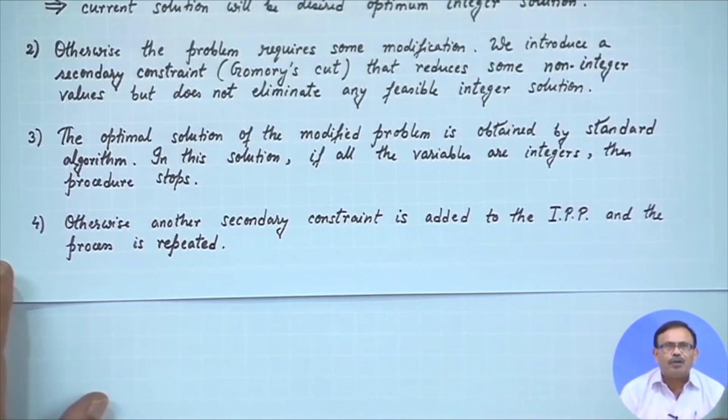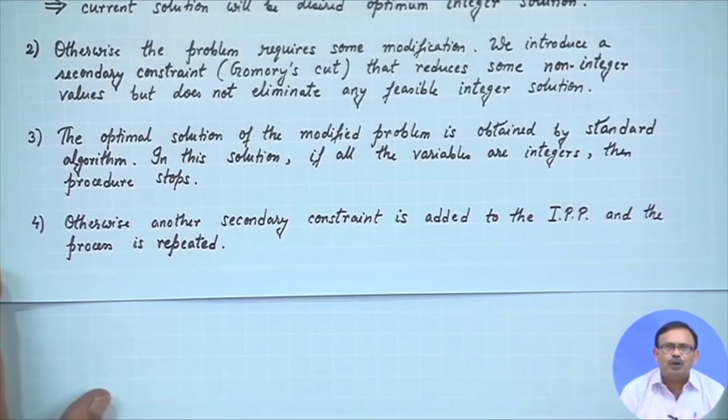That means, after introducing the new constraint, you are restructuring or recreating your table, and again you are using the normal simplex algorithm to solve the problem. And if you find that all the variables are integers, that means you have obtained your optimal solution, which is feasible and whose values of the decision variables are integers. Then you stop the process. Otherwise, another secondary constraint has to be added to the current IPP and the process will be repeated.